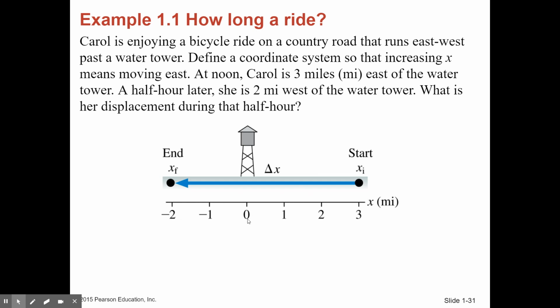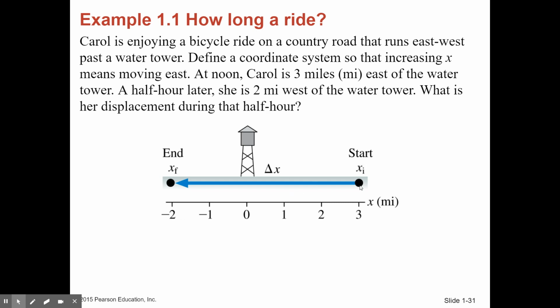This is going to be my origin. So anything to the right of my origin is positive. To the left of my origin is going to be negative, because it's to the left of where I started. So at noon, Carol is 3 miles east of the water tower. A half hour later, she is 2 miles west of the water tower. What is her displacement during that half hour?